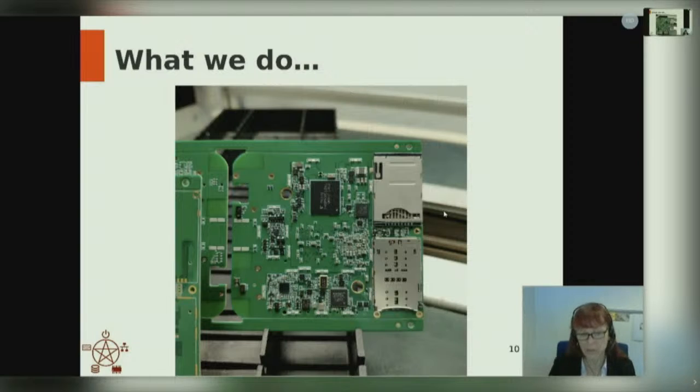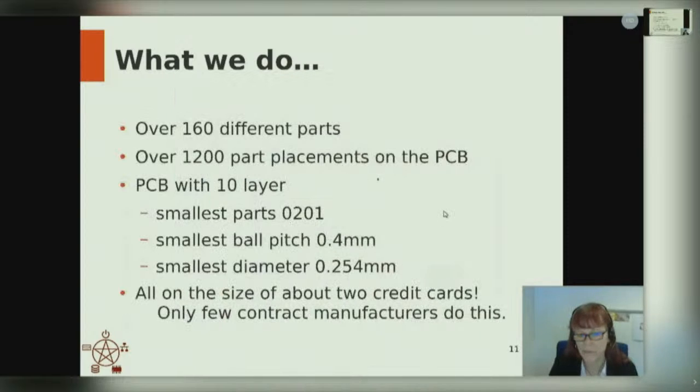So that was quite a lot of work that we had to do there to get this integrated into this form factor. And just to give you an idea how complex this is, on this small PCB that you've just seen, there are over 160 different parts, and that's over 1,200 part placements on this single PCB. So that's a lot of parts that go onto this PCB. The PCB, I think by now we are even at 12 layers. So the one that you have seen was 10 layers. The smallest parts are 0201 for the ones familiar with SMT development. 0201 is a pretty small part size.